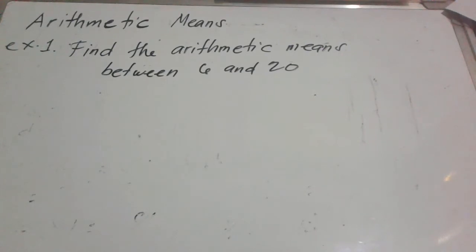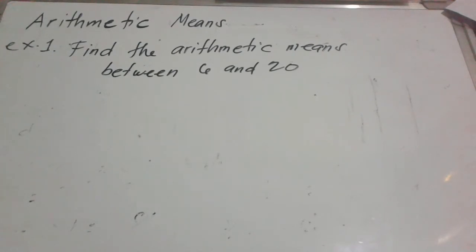Okay, so next is arithmetic means. The terms between a sub 1 and a sub n of an arithmetic sequence are called the arithmetic means of a sub 1 and a sub n. So, the arithmetic means are between a sub 1 and a sub n. To make it easier to understand, let's have an example.